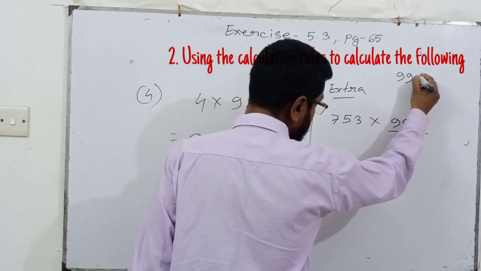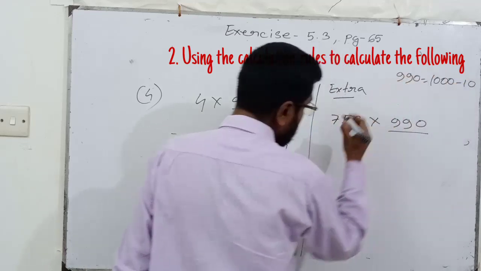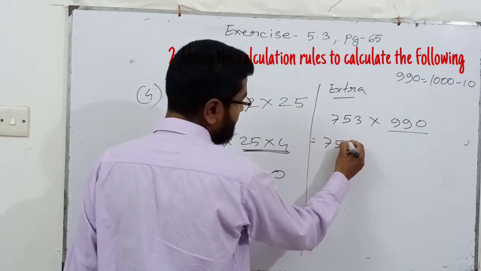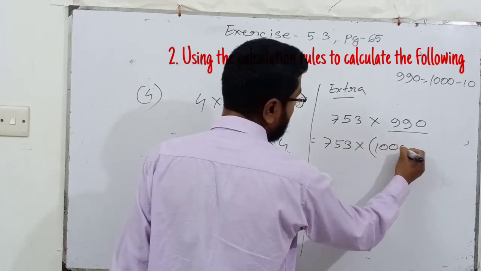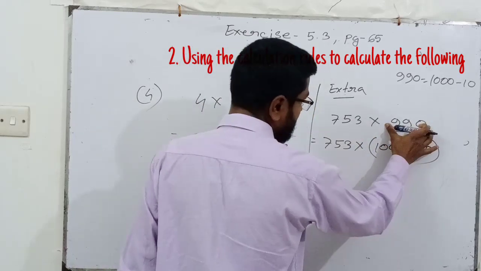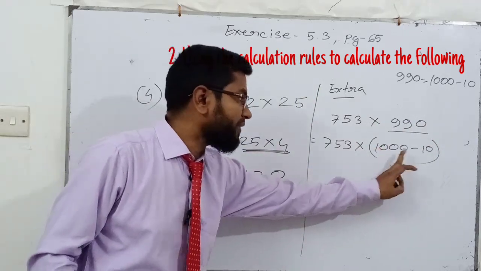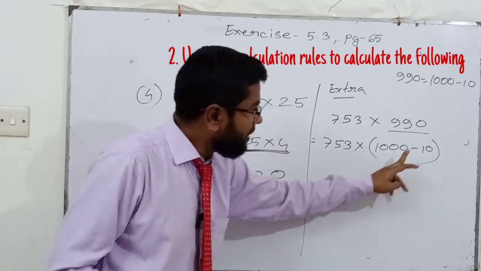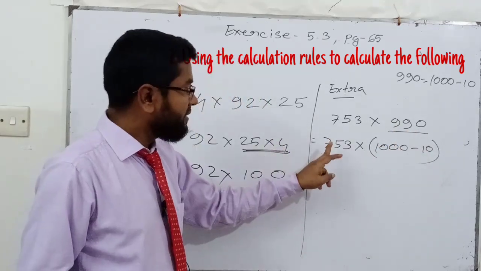990 means 1000 minus 10. So I will write 753 multiply 1000 minus 10. Instead of 990 I wrote 1000 minus 10. Its value is also 990.